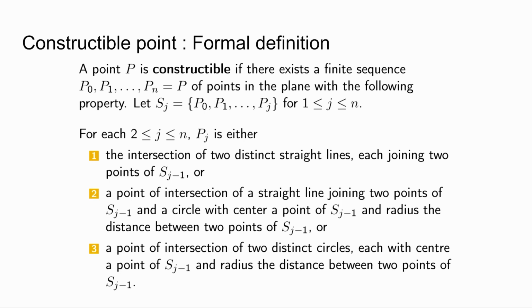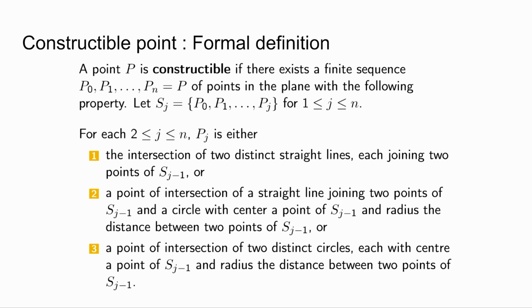The first one is the intersection of two distinct straight lines, right? And this last part is what makes it rigorous. It says that it needs to join 2 points of S sub j minus 1. So if we have some subset S sub j, those two line segments must have endpoints that come from the smaller subset that does not include that last point that was constructed. The same thing is discussed in bullet point 2 here. In order to create the line segment, those endpoints must also come from the smaller subset, not including that last point, P sub j.